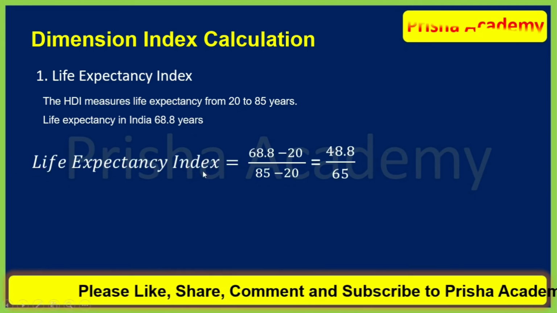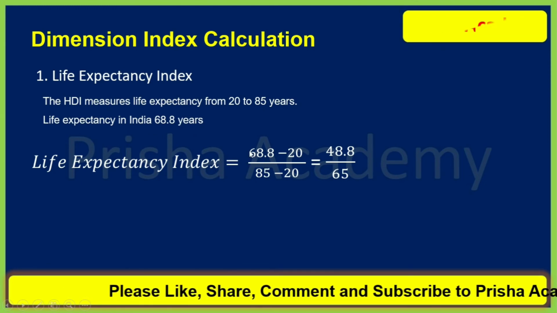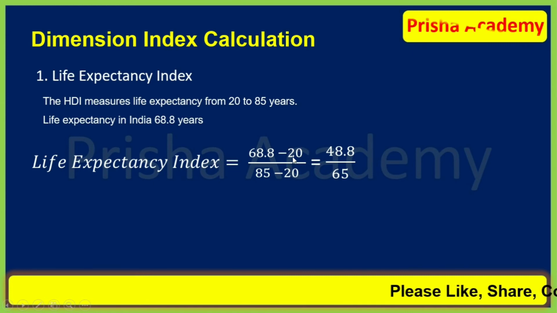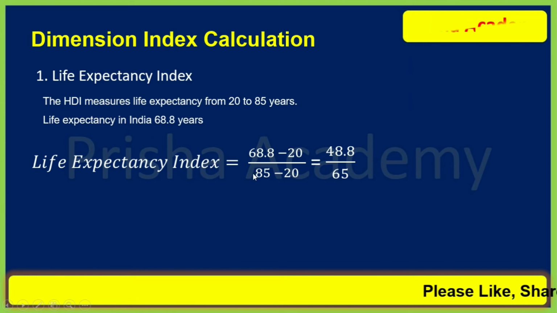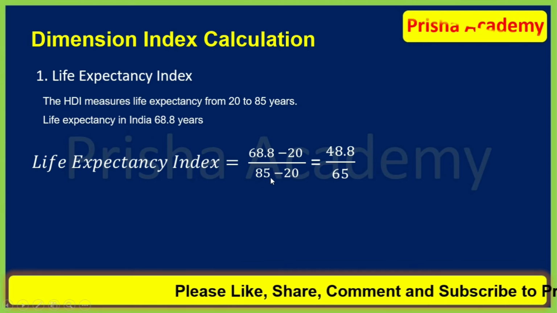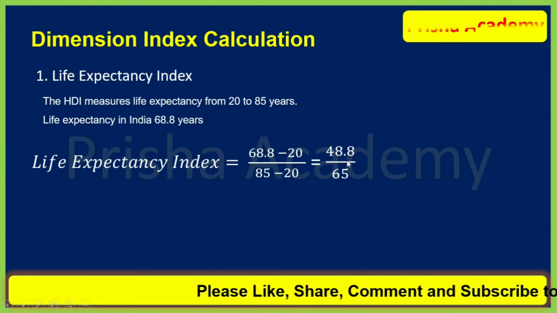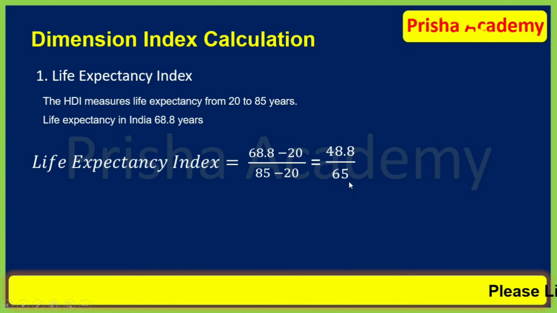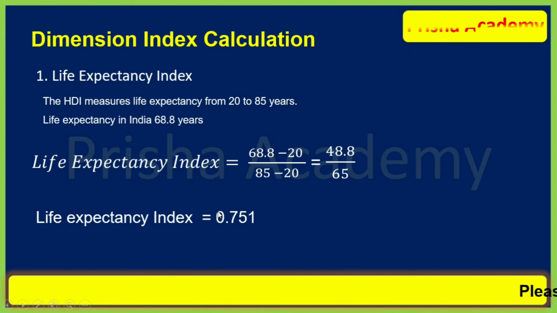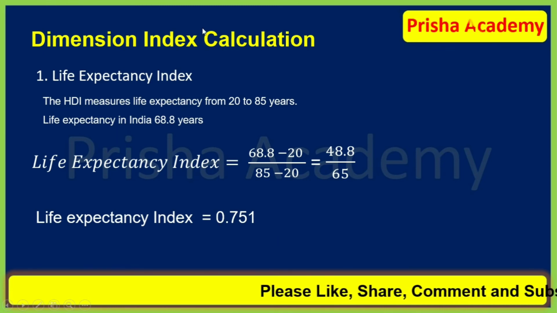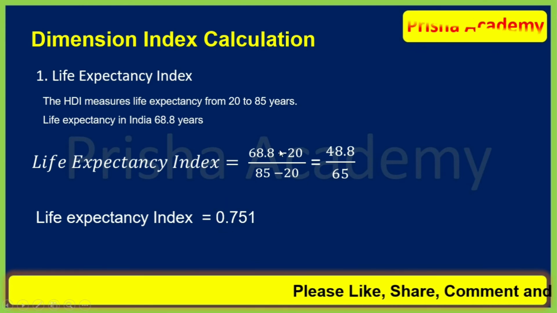The life expectancy index we will calculate as 68.8, that is India's life expectancy, minus 20, that is the minimum requirement, and here the maximum is used for the denominator. Maximum can be 85 and minimum is 20. So in this way we will calculate 48.8 divided by 65. So our life expectancy index will come as 0.751. So this is the first dimension index which we have calculated, and we have arrived at 0.751.